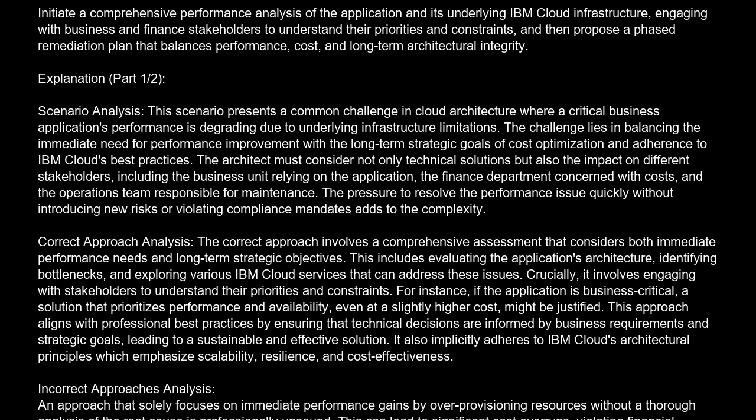For instance, if the application is business critical, a solution that prioritizes performance and availability, even at a slightly higher cost, might be justified. This approach aligns with professional best practices by ensuring that technical decisions are informed by business requirements and strategic goals, leading to a sustainable and effective solution. It also implicitly adheres to IBM Cloud's architectural principles, which emphasize scalability, resilience, and cost-effectiveness.